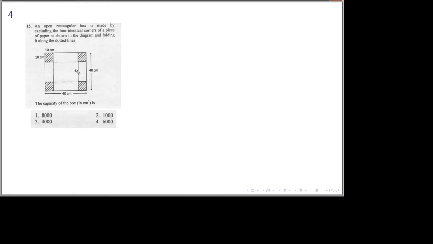So this is the length, this will be the breadth, this will be the height. So volume will be how much? The length is how much? It was from here to here is 40 and you remove 10 here, 10 here. So this is 20, right? Length is 20, breadth is also 20, height is 10. So that's 20 into 20 into 10. Okay, so that's this, I think. Okay, next one.